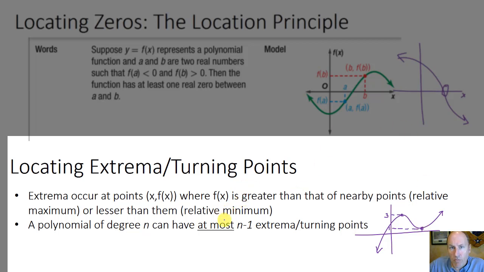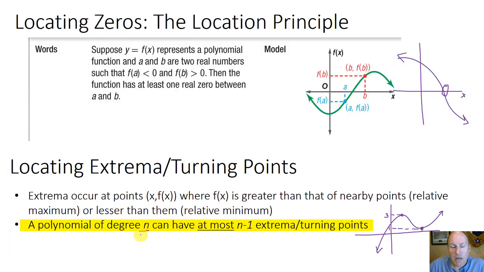An important point is that a polynomial of degree n can have no more than n minus 1 turning points or extrema. For example, what I've drawn looks like a third degree function. A third degree function can only have, since its degree is 3, 2 or fewer turning points. It could have fewer, but at the most it has 2. And in this case, this function in fact does have 2 turning points.